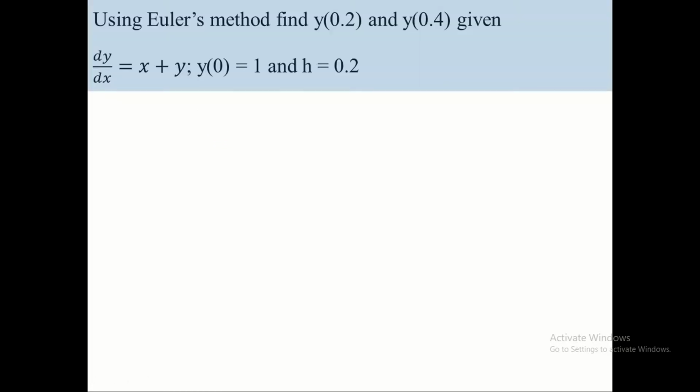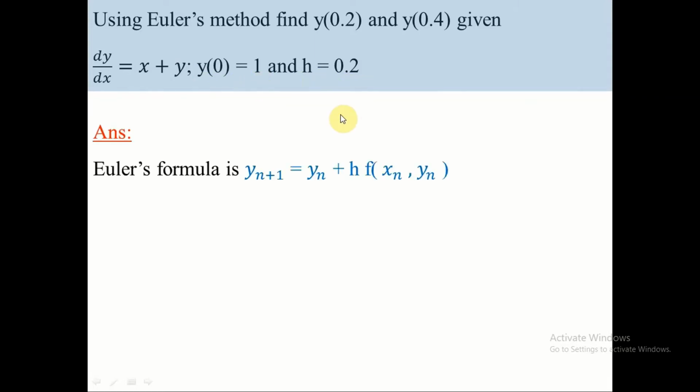This is the next question, the 9B question that came in the May 2019 question paper. Our question is, using Euler's method, find y of 0.2 and y of 0.4, given dy by dx equal to x plus y, y of 0 equal to 1 and h equal to 0.2. First of all, let us write the formula. The Euler's formula is yn plus 1 equal to yn plus h into f of xn, yn.